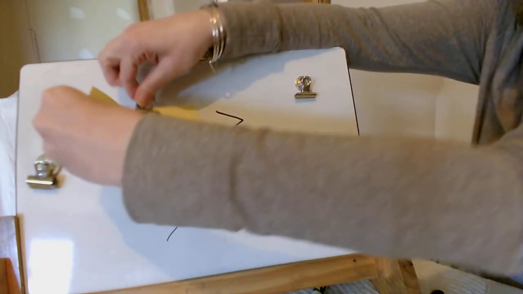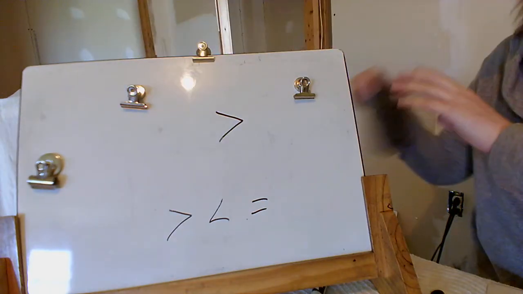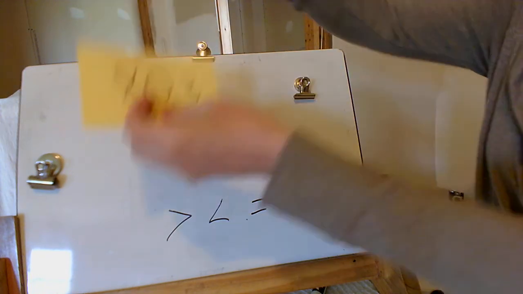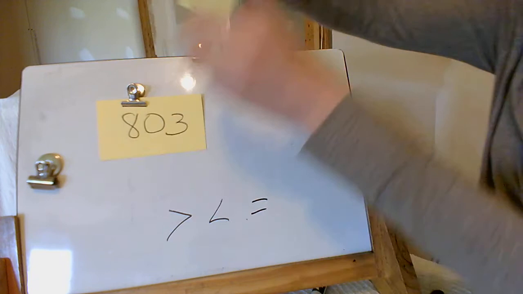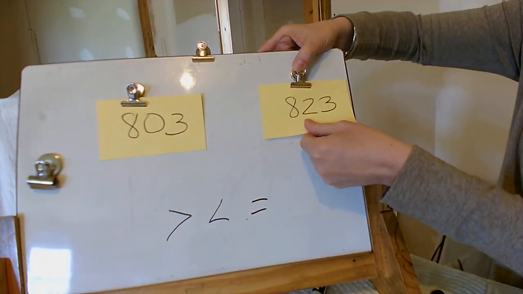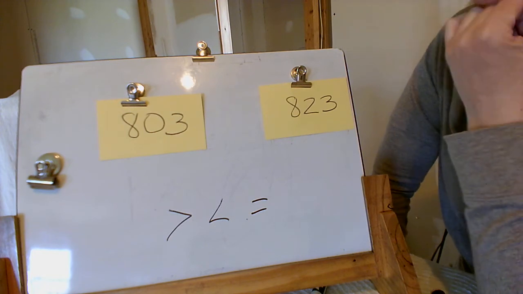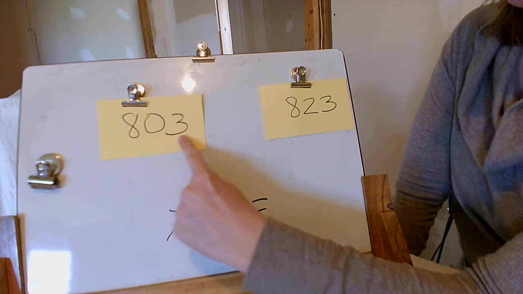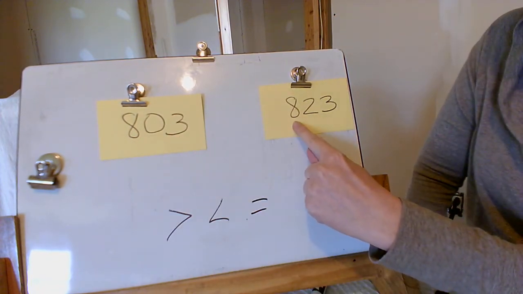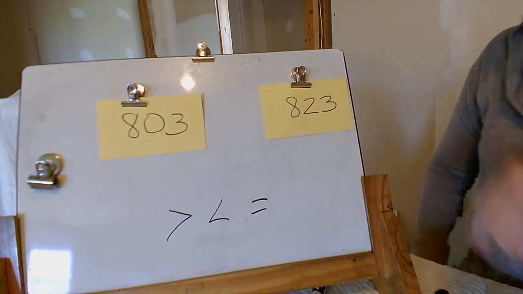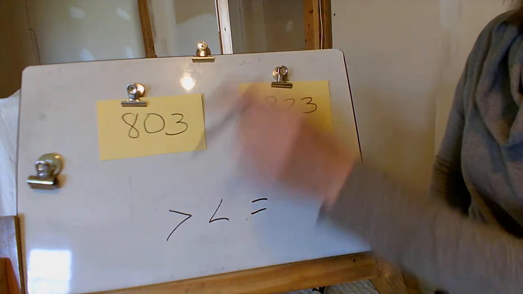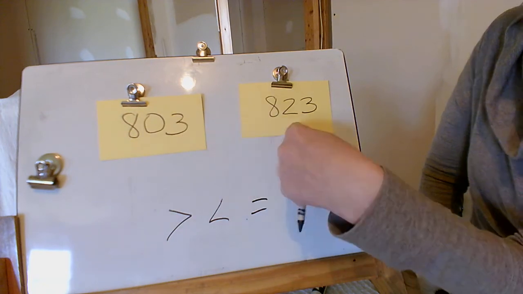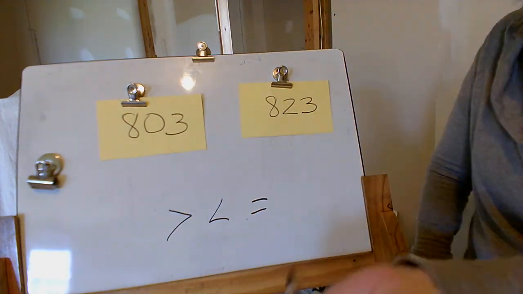Okay, I'm going to show you 2 other numbers that we're going to compare now. Here's our first number, and here's our second number. Let's first look at them and see how we would read these numbers or say these numbers. This number is 803. 803. This number is 823. All right, let's compare them. Let's see if this number is greater than this number, or if this number is less than this number, or maybe they're equal. Are they the same?